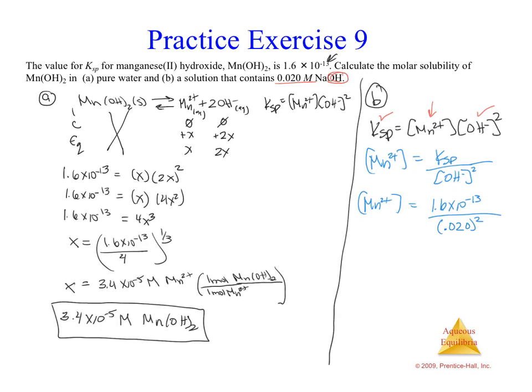So to finish this up, I can then solve for the Mn2 plus molarity, which is the same as my Mn(OH)2 molarity because it's a 1-to-1 mole ratio. And that equals 4 times 10 to the negative 10th molar Mn(OH)2. So let's go ahead and compare this. We said we expect the compound to be more soluble in water than in the NaOH solution, and it is. So this is a much larger number than this. So that follows what we were expecting to see.